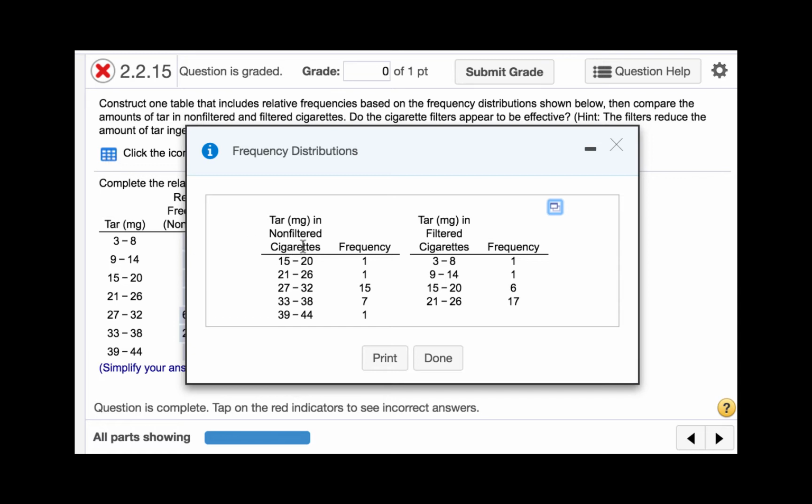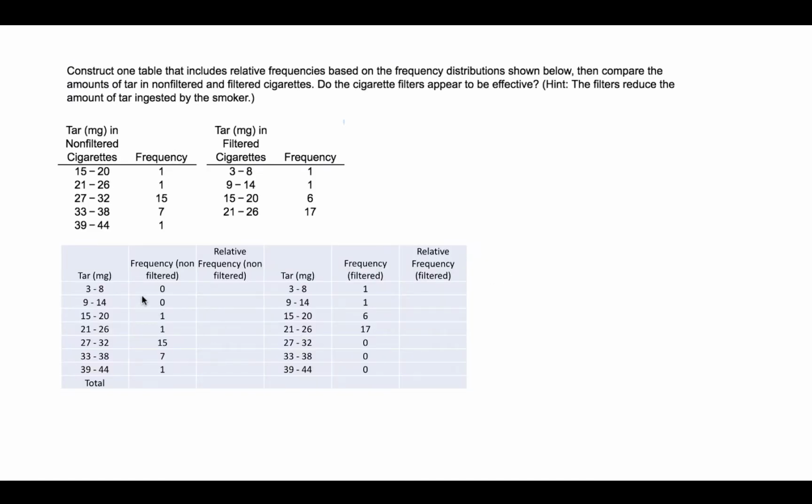So we see here that we have a distribution for non-filtered cigarettes that starts with the classes 15 to 20 and ends with the classes 39 to 44, and then we have the frequencies listed for each class. For the filtered cigarettes, we have classes beginning with 3 to 8 and then ending with 21 to 26, and then the frequencies listed. So in this table then, we have the same classes, 3 to 8, 9 to 14, and on down to 39 to 44, for each the non-filtered cigarettes and the filtered cigarettes.